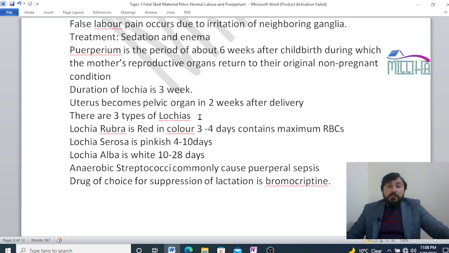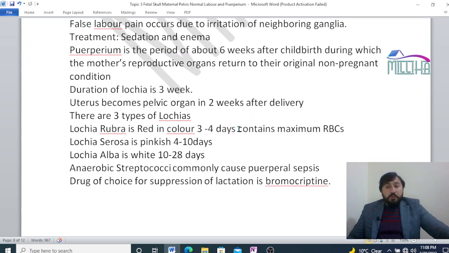Uterus becomes a pelvic organ in 2 weeks after delivery. Okay, just after delivery, within 2 weeks, the uterus comes back to the pelvic organ. Before that, when the woman was pregnant, the uterus may become large and can go up to the abdomen, but within 2 weeks it descends back to become a pelvic organ.